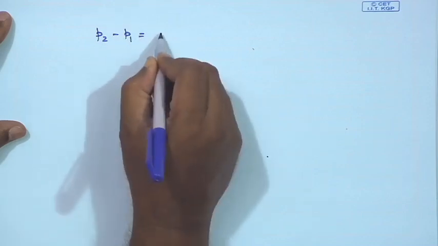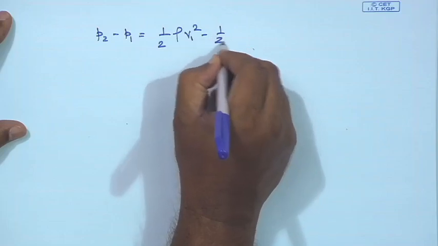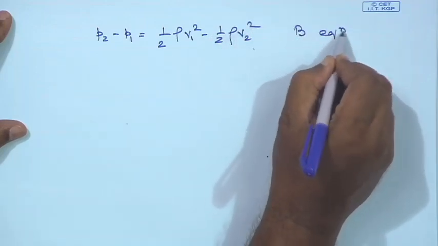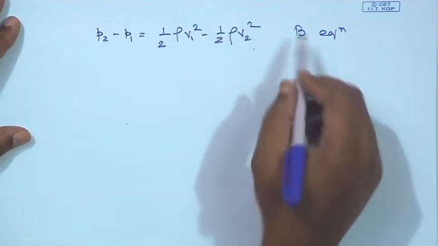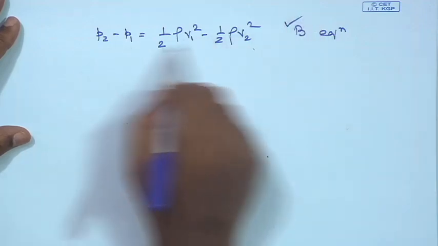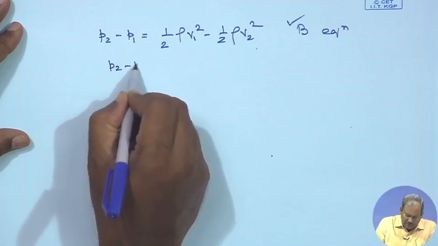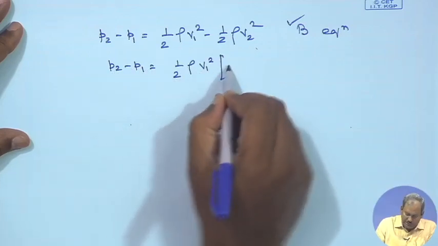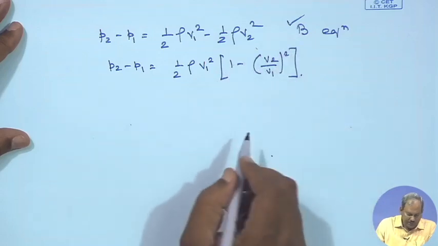The pressure drop P2 minus P1 is simply going to be equal to half rho V1 square minus half rho V2 square. So, this is Bernoulli equation, and I can use Bernoulli's equation since my flow is now inviscid, it is no longer a viscous flow. So, Bernoulli's equation in this form is applicable. So, P2 minus P1 would simply be equal to half rho V1 square (1 minus (V2 by V1) whole square). So, that is there.